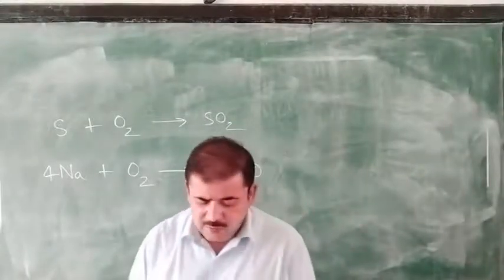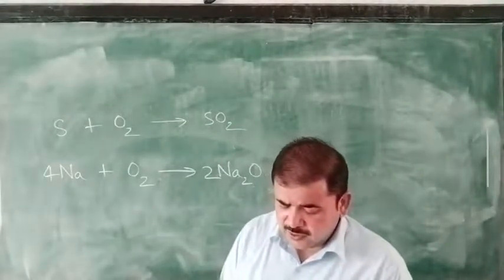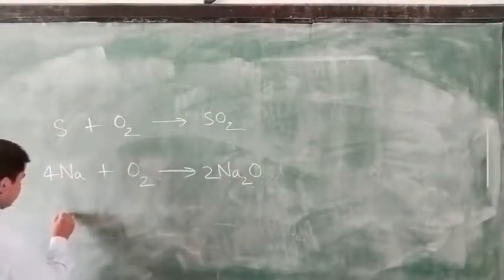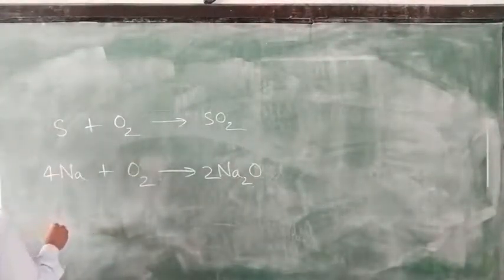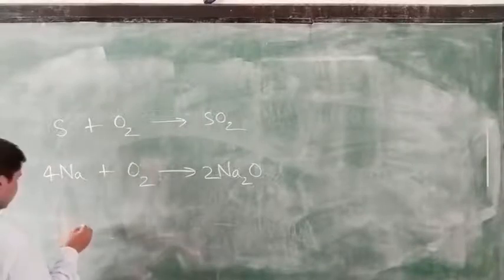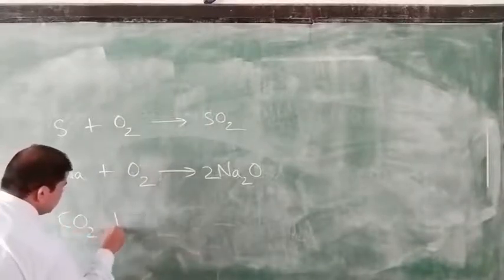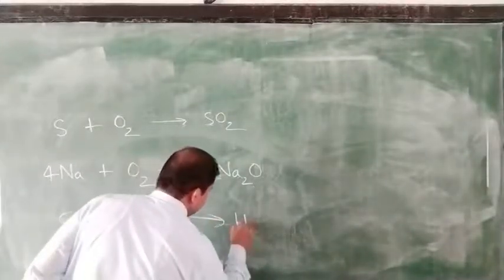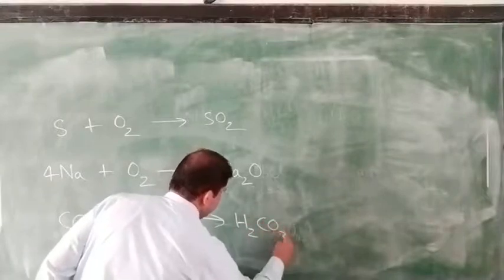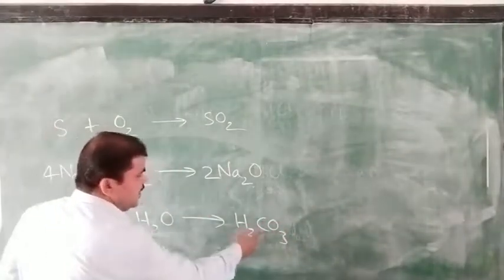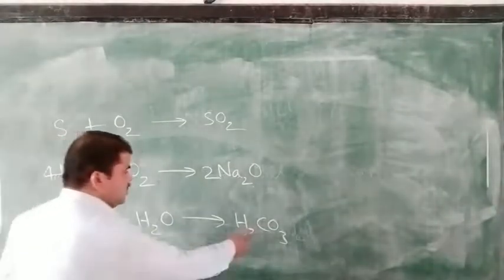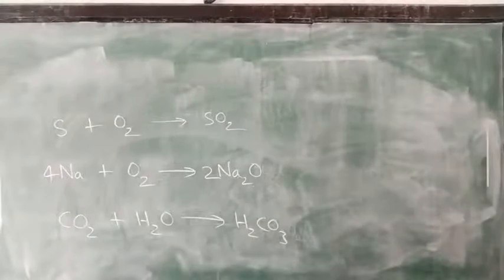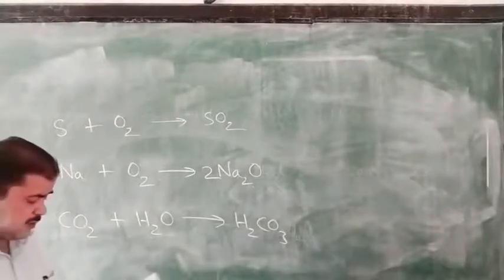Two compounds resulting in formation of a weak acid. So carbon dioxide reacts with water, and we get the weak acid H2CO3. This is carbonic acid, and carbonic acid is a weak acid. H2CO3, carbonic acid. Carbon dioxide reacts with water, we get carbonic acid.